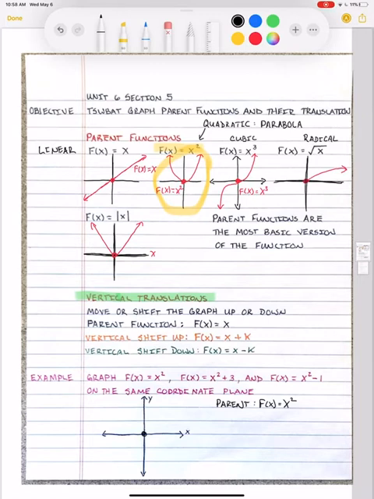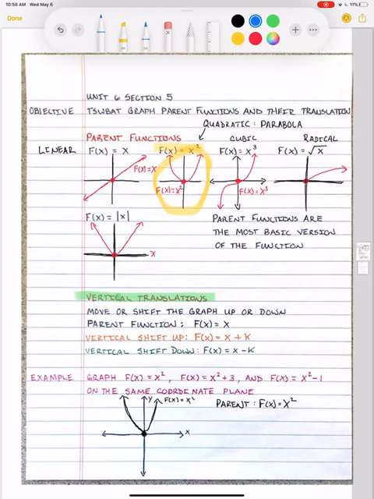Okay. A dot at the origin and a U going in the positive direction. And we're going to label. We always want to make sure we label. So this graph is f of x equals x squared.